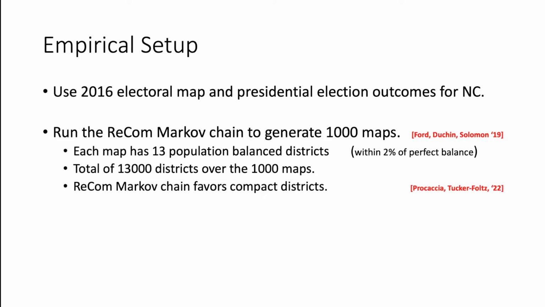Since we are generating 1,000 maps, and each map has 13 districts, that gives us 13,000 districts. It is known due to a recent result of Procaccia and Tucker-Foltz that this Markov chain is actually biased towards compact districts. So you can think of this as producing population balanced compact districts, without looking at the colors of the points, whether they're red or blue. It just takes the population and partitions it. And it's widely used in this gerrymandering area.